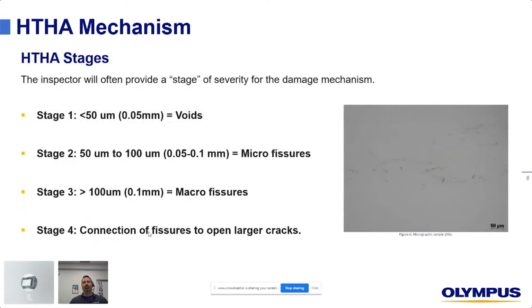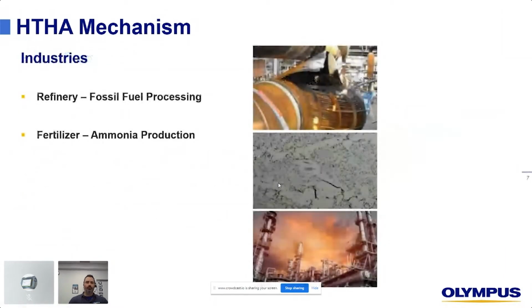The severity of the HTHA is divided into 4 stages, basically. From the most minimal one, stage 1, below 50 microns or 0.05 millimeters, all the way up to stage 4, which is basically too late. Connection of fissures to open larger cracks. Some examples of industries where we can find it and some examples of failure as well: refinery, fossil fuel processing, fertilizer, where ammonia is produced.